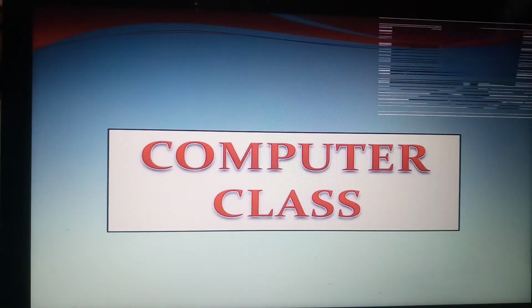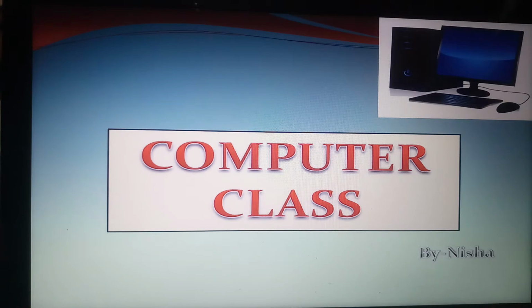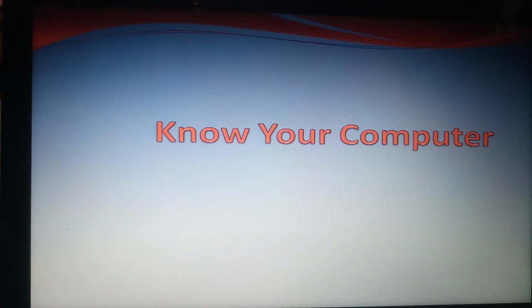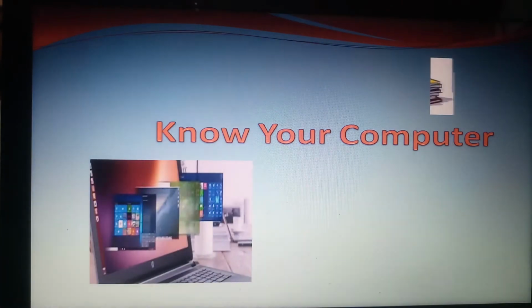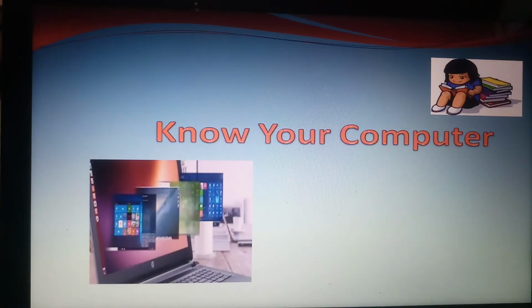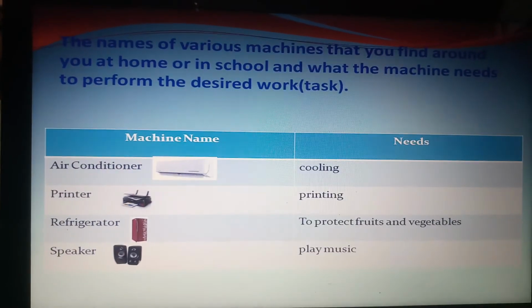In this video, we are going to understand how computers work. It's your first chapter, Know Your Computer. The names of various machines that you find around you at home or in school, and what the machine needs to perform the desired work or task.